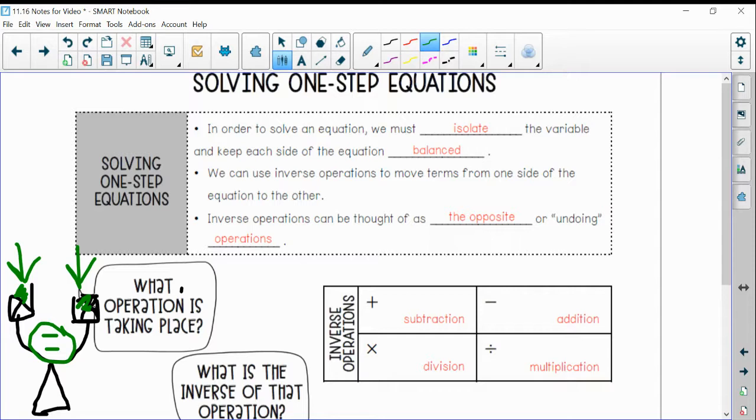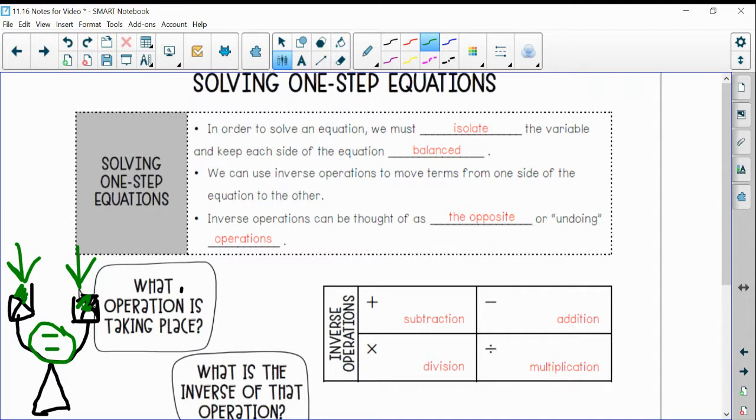All right, so we can use our inverse operations to move terms from one side of the equation to the other. Inverse operations can be thought of as the opposite or the undoing operations. So in this chart here, they gave us our inverse operations. We have addition and subtraction. In order to get rid of addition, you'd use subtraction because that's its opposite. And in order to get rid of subtraction, you'd add because that's its opposite or inverse.